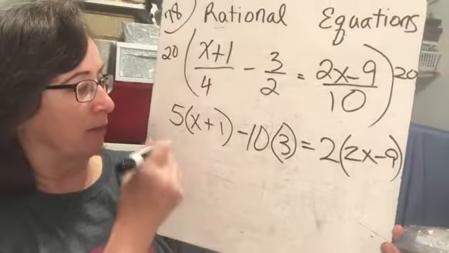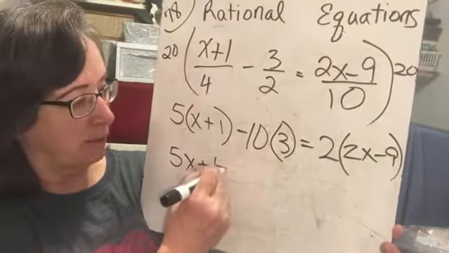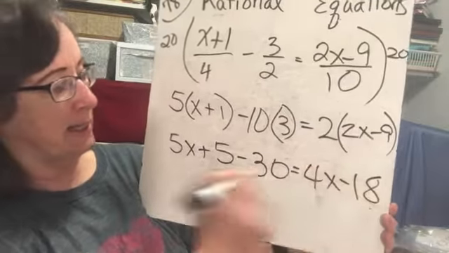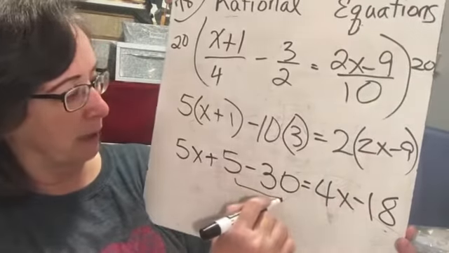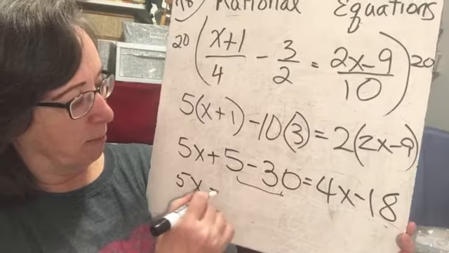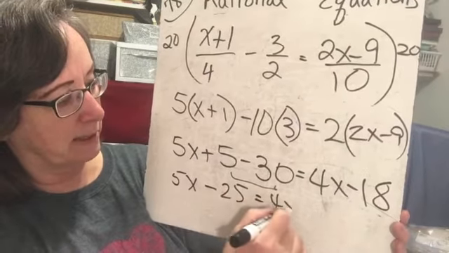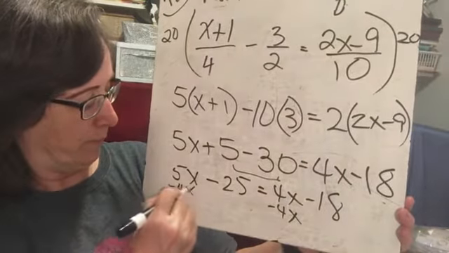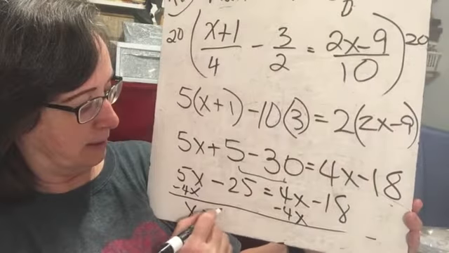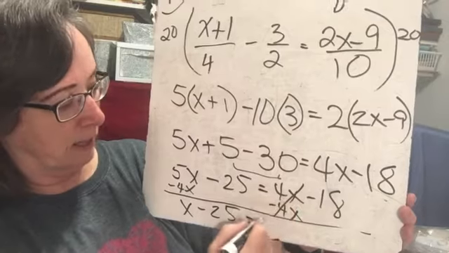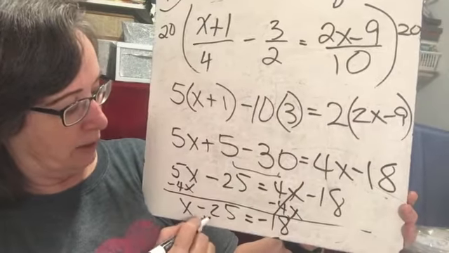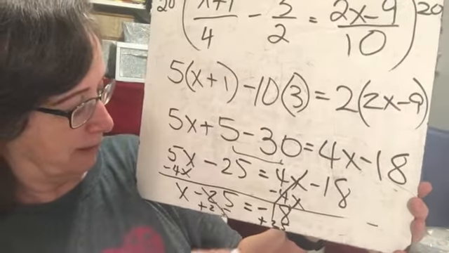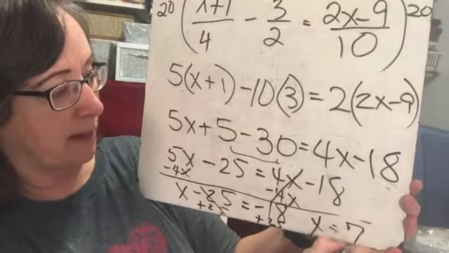And then multiply through. So 5 times x plus 5 minus 30 equals 4x minus 18. And these two are like terms. So 5x and then minus 25 equals 4x minus 18. Let's subtract the 4x from both sides, and we get x minus 25 equals negative 18. Now we're going to add 25 over here, and over here we're going to add 25. So this goes out. We get x equals 7.